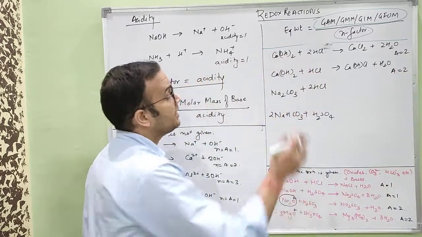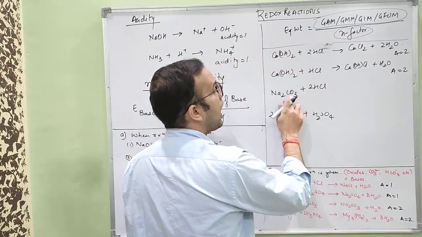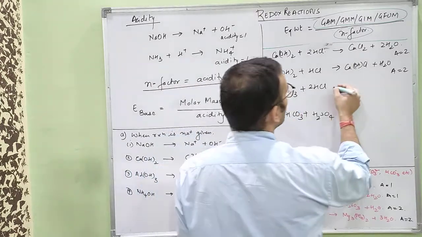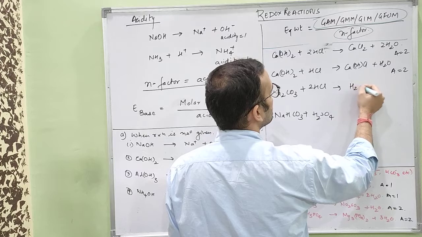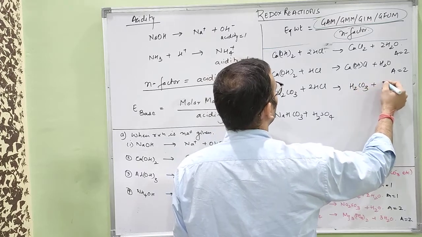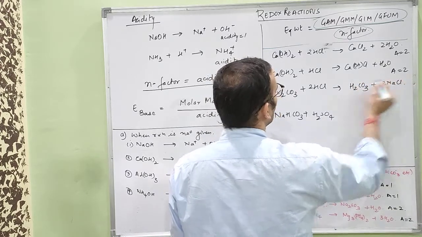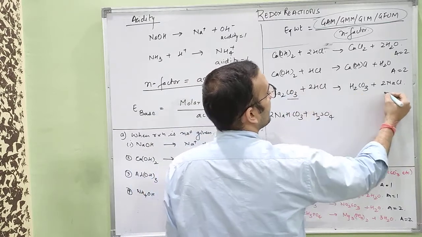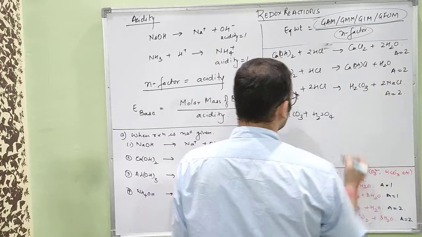Got it? Here, this is a carbonate. How many H plus ions this carbonate has absorbed, we'll have to see. So we will get H2CO3 plus 2NaCl. So 1 CO3 2 minus absorbed 2H plus, that means A is equal to 2.